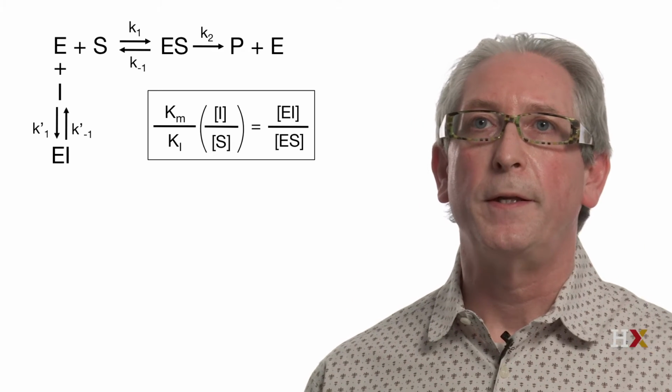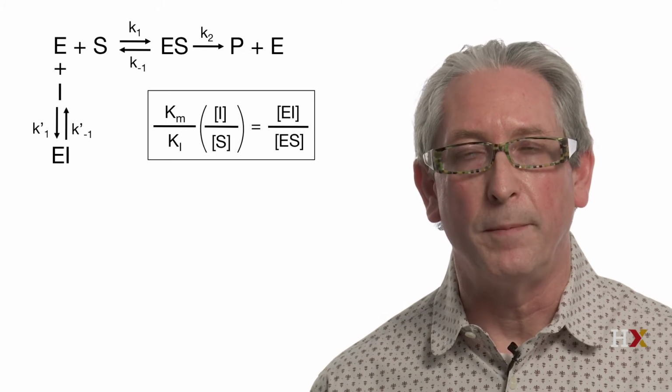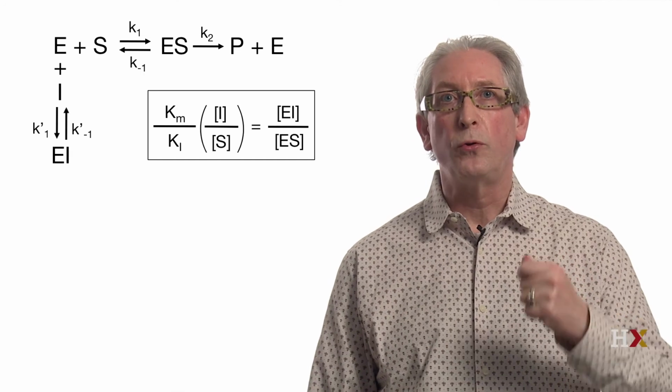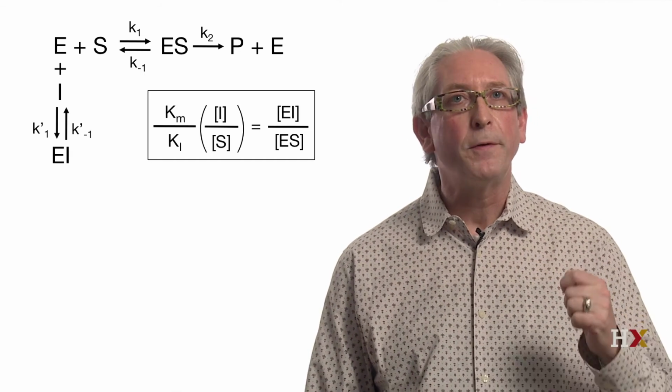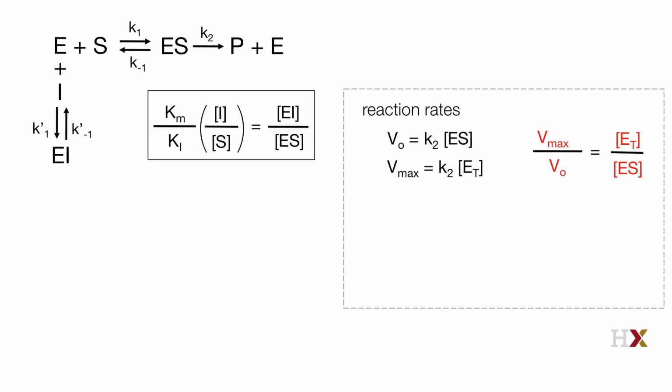To convert this ratio, EI over ES, into something that is easy to determine, we need to go back to our toolbox of equations. Remember the velocity of the reaction? V0 equals K2 times the concentration of the enzyme substrate complex, and Vmax equals K2 times the concentration of total enzyme. We also have the concentration of total enzyme, which is the sum of the concentration of free enzyme, the concentration of enzyme substrate complex, and the concentration of enzyme inhibitor complex.